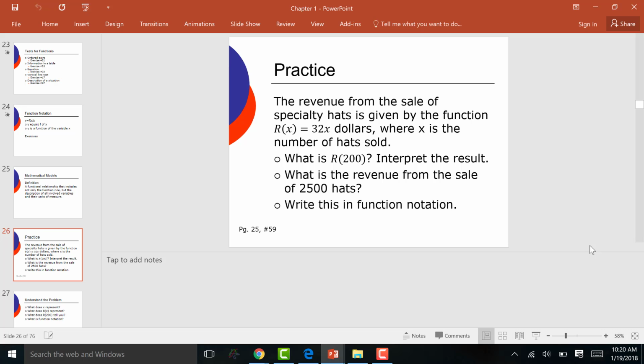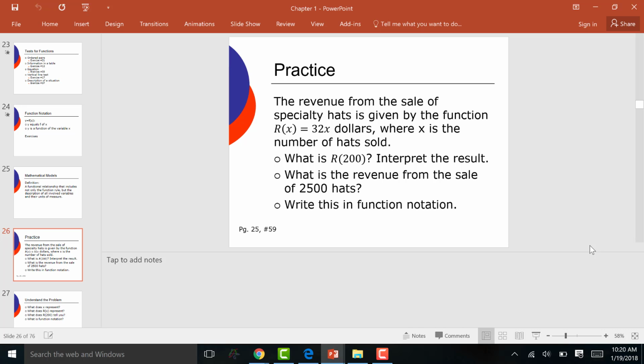All right, let's read it. Let's make sure we read the problem. You can read it, I'm reading. You may have it on your screen already. The revenue for the sale of specialty hats is given by a function, R of X. Did I read that correctly? Did it have to be an F based upon the first screen that we just saw? No, it doesn't have to be an F in front of the X with the parentheses. It could be an R, a P, a Q, a W, a T, whatever letter of the alphabet you want to put.